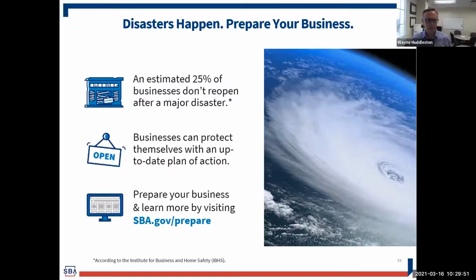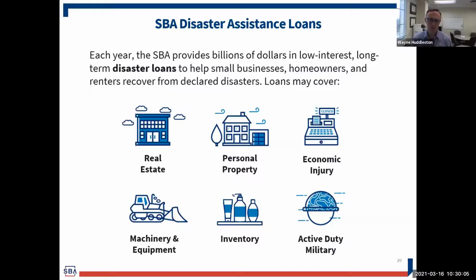sba.gov/prepare, you can get a lot of information on how to prepare your business for a multitude of different types of disasters, different types of business plans that are available. And then we offer multiple resources for business owners who are trying to recover after disaster. The primary of which is our loans. We offer a variety of different types of loans to help with real estate, personal property, economic injury, to repurchase equipment, machinery, and inventory. Also active duty military.